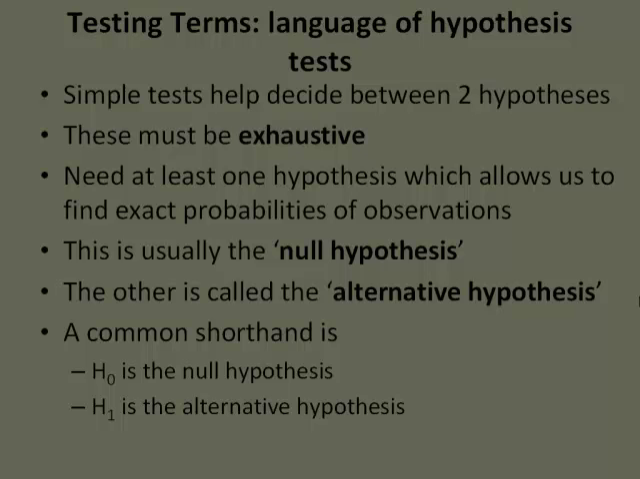Common shorthand is this: H0 is null, H1 is alternative. So we'll stick to that. Some books you have H0 is null and HA is alternative.